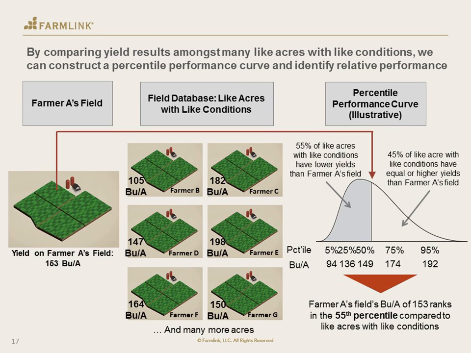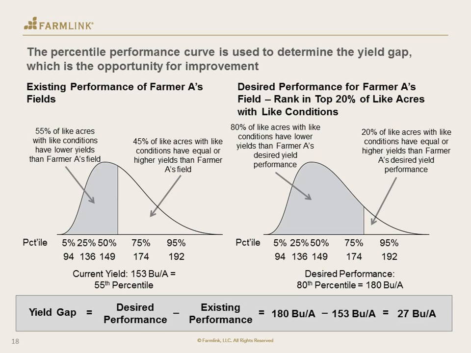The percentile performance can then be used to determine the gap between performance at different levels along the curve. The curve on the left side of the slide shows the current yield of Farmer A's field. His absolute yield is 153, which falls at the 55th percentile. 55% of like acres with like conditions performed below that of Farmer A, and 45% performed the same or above.